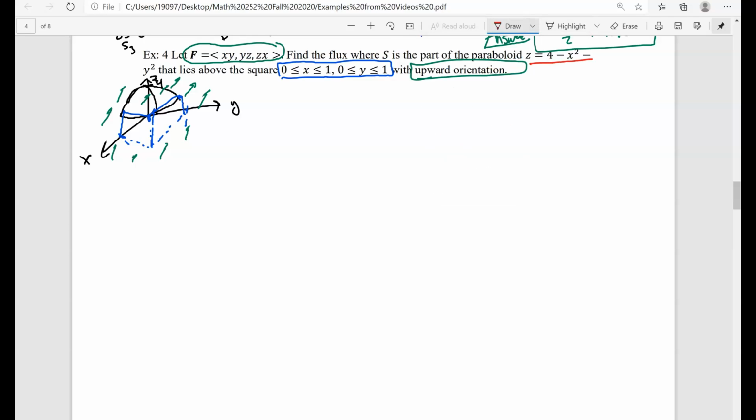And my surface is a paraboloid, so this is a very easy, basic parametrization. Notice that the paraboloid is not closed, so we can't use the divergence theorem. My parametrization is just going to be x equals x, y equals y, and then z equals 4 minus x squared minus y squared. You can see that my z is going to be g of x comma y. So my parametric equation is just going to be x comma y comma 4 minus x squared minus y squared.